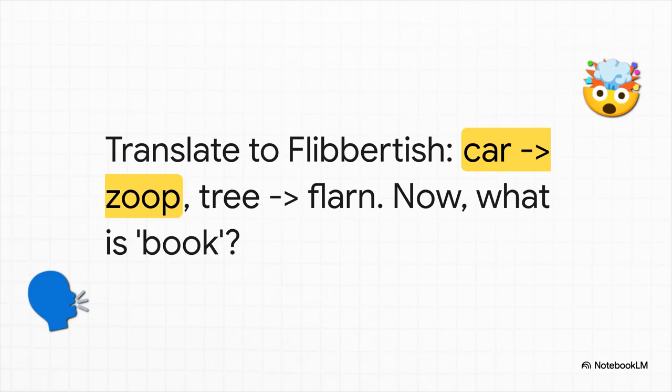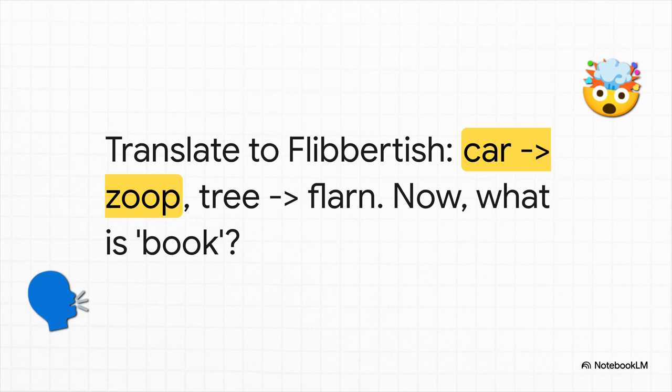Okay, let's look at a super simple example to see this in action. We can literally teach a model a completely made-up language. We'll tell it, in Flippertish, a car is a zoop and a tree is a flarn. Then we ask, okay, so what's a book? And you know what? A lot of the time it gets it right. It'll suggest something like glorp. It figured out the pattern from just 2 examples. No huge data set, no hours of training.